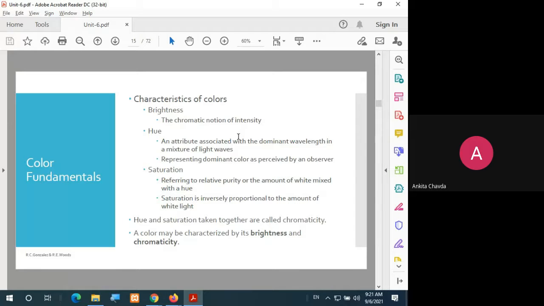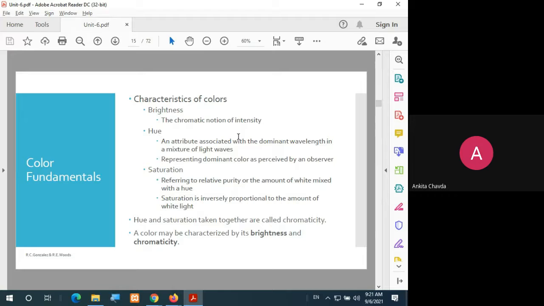Not about the achromatic. If it is achromatic, only intensity will be there. But if it is chromatic, then there are three main things: one is brightness, one is hue, and one is saturation. Hue means your pure color.